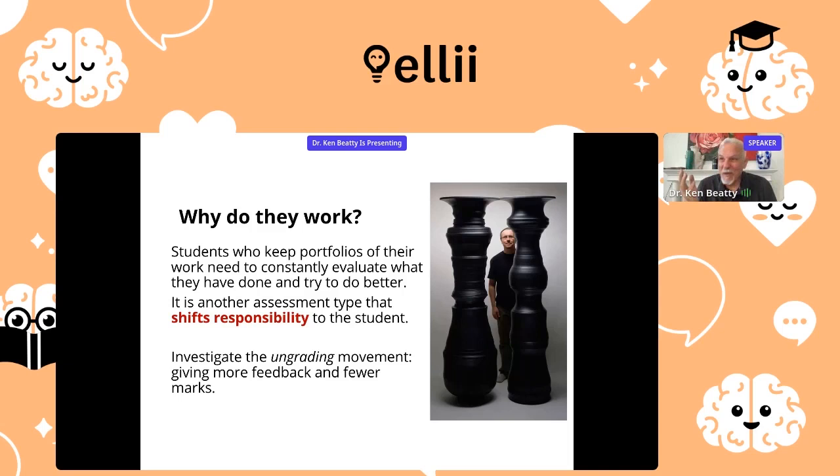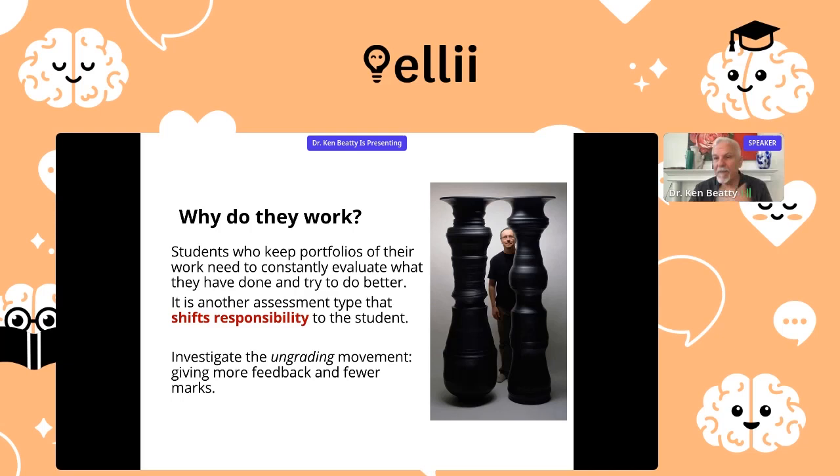What did that do to him? It meant that every day he went into the studio, he made something, and then if it wasn't the best thing he could do, start over again, right? So it shifts responsibility to the students. Also, investigate the ungrading movement. Ungrading is about basically not grading at all, or really dropping most of your grading, maybe until the end, and letting the students figure it out.